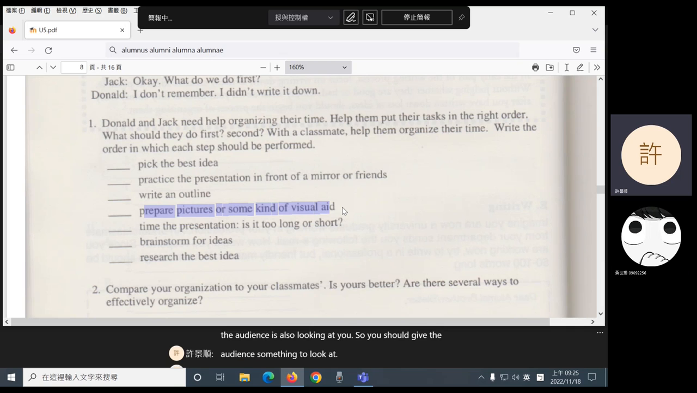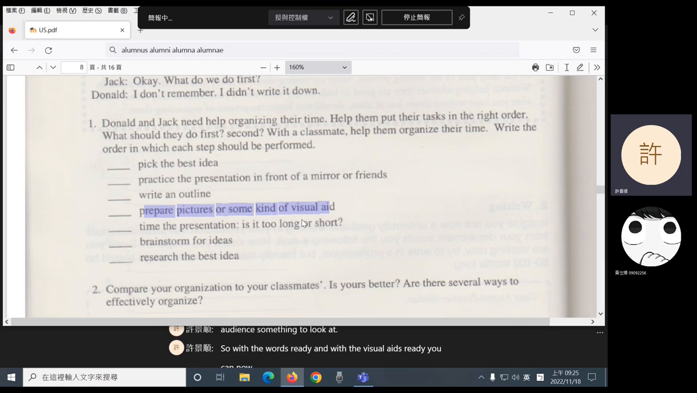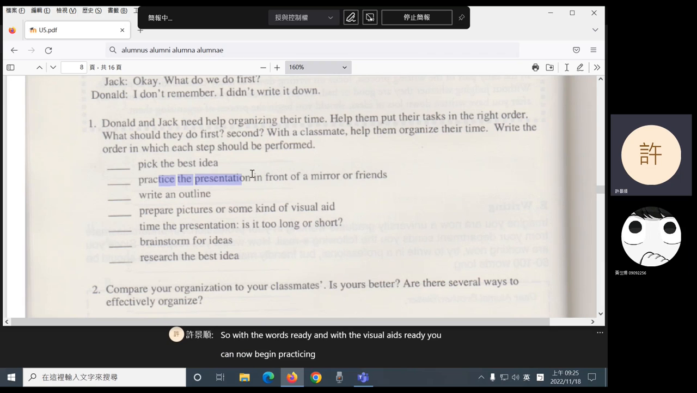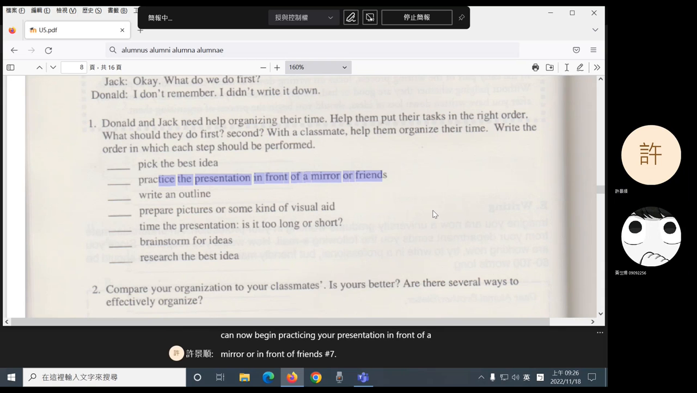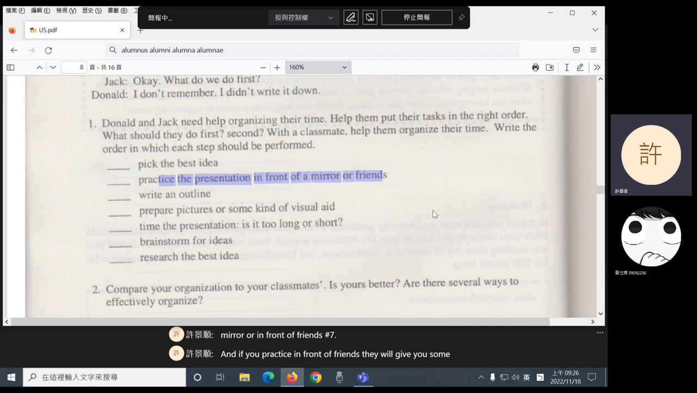So with the words ready and with the visual aids ready, you can now begin practicing your presentation in front of a mirror or in front of friends, number seven. And if you practice in front of friends, they will give you some suggestions and advice, and you can take that advice and continue modifying your presentation until you think you are ready. Questions?